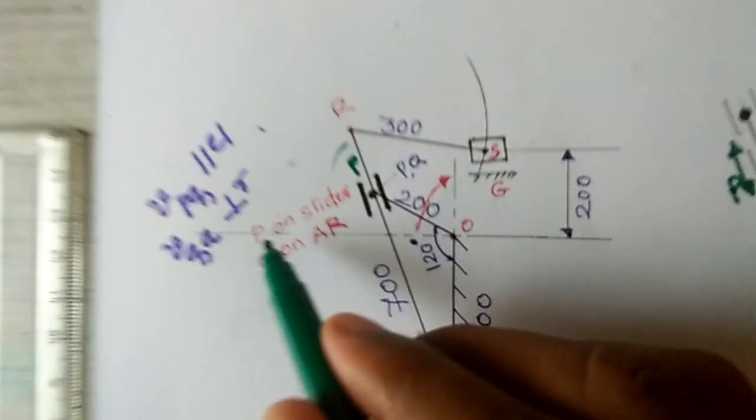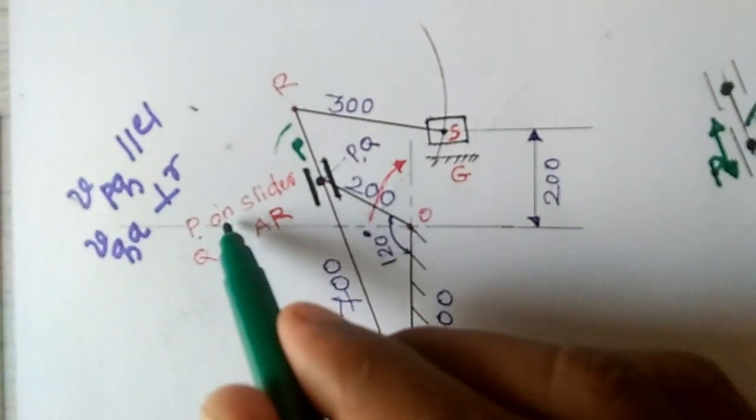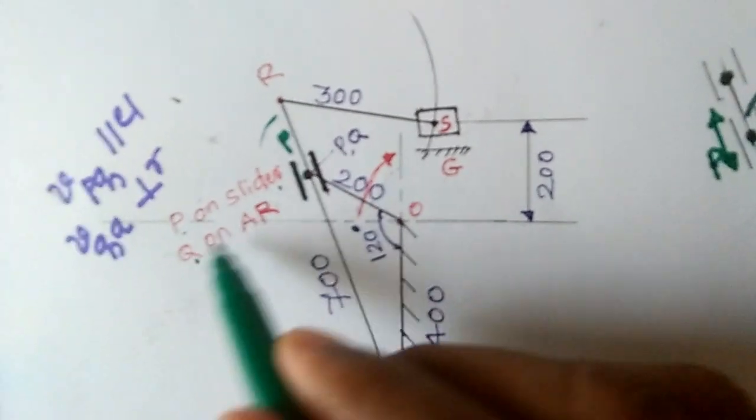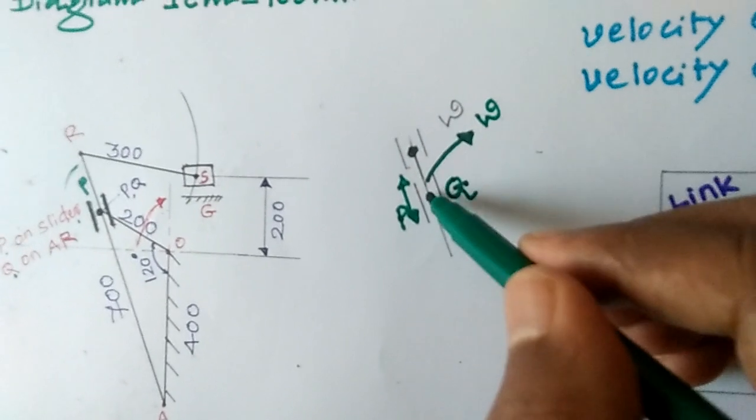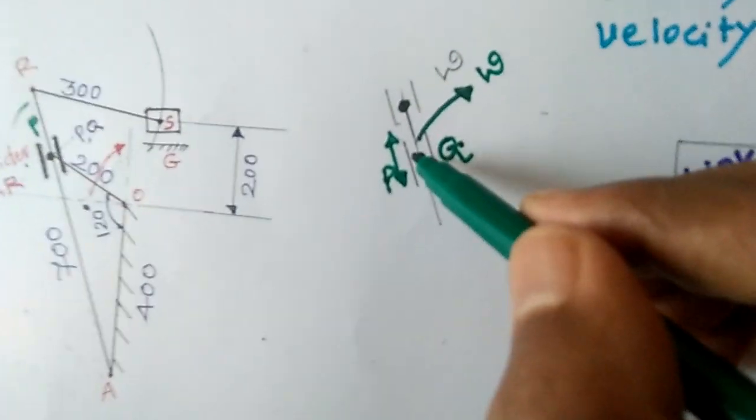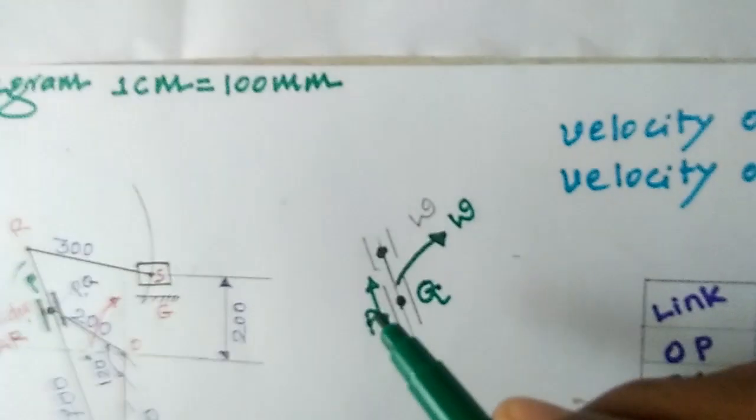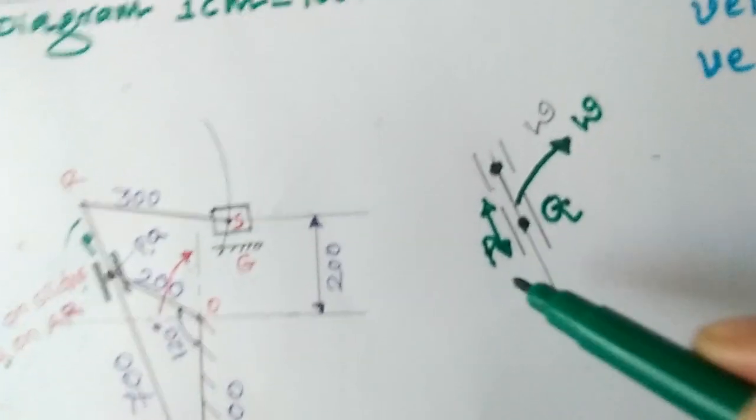That's why I have taken here P on the slider, Q on the arm. In order to determine the slider displacement, you need two points. That's why I have taken one more point, that is Q also. What is Q? Q on the arm.